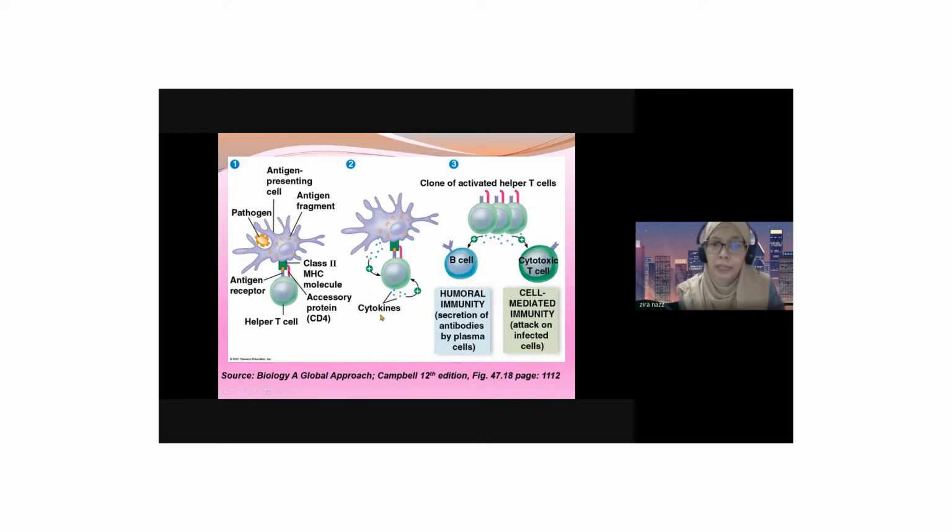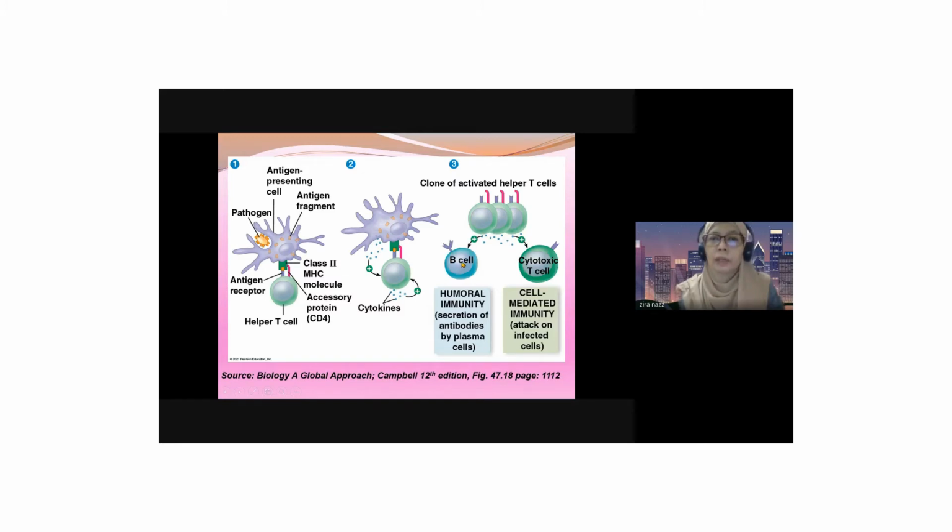once bound, will secrete cytokines, same as the previous figure. These cytokines may activate the B cells to trigger the humoral immunity or antibody-mediated immune system. So these B cells, you can take a look at the receptors on the surface of the B cells that look like a Y shape, like antibodies.